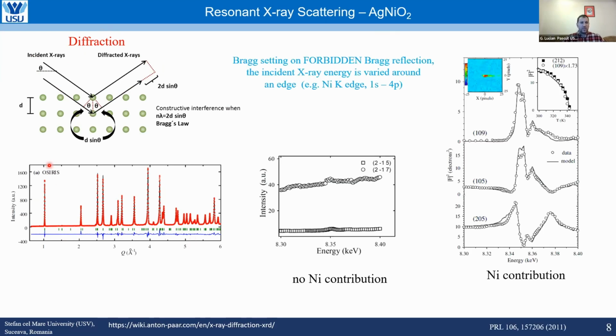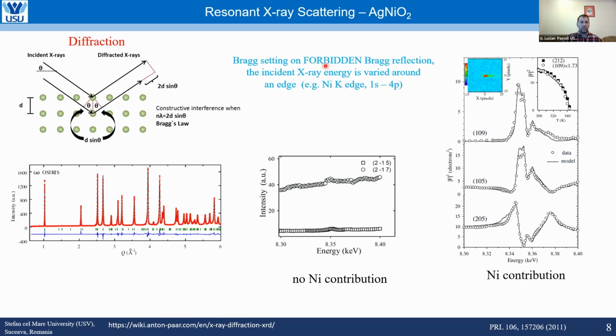But now, an interesting method, as I said, is resonant X-ray scattering. If you have a peak which in normal diffraction is forbidden, then you keep the same diffraction setting but change your energy. At some point your energy will match a transition from a core level to some empty states above the Fermi level. So in this case, because we work with nickel ions, you have a transition from 1s to 4p, which we call the K-edge.